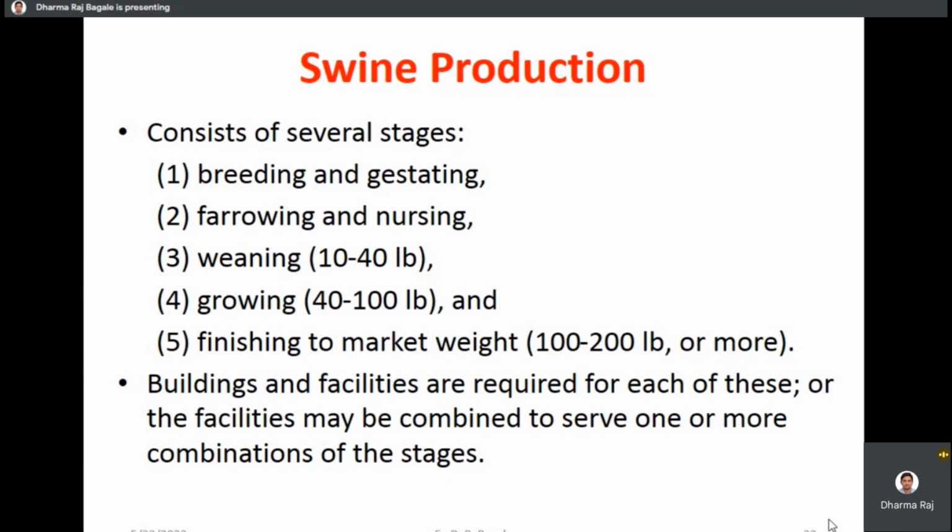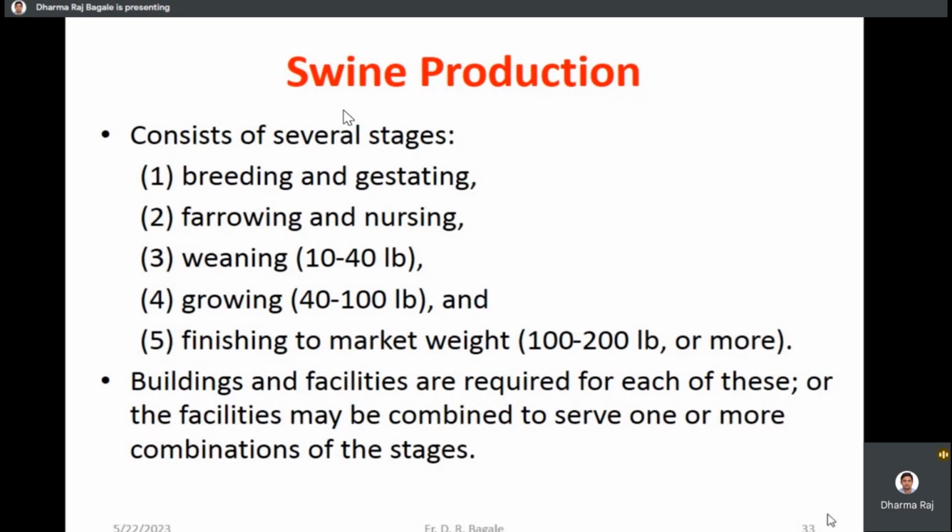First is breeding and gestation, another is farrowing and nursing, and then next comes the stage of weaning of the piglets, and then growing of the piglets, and last we will finish them to supply to the market when their weights increase from 100 to 200 pounds or more.